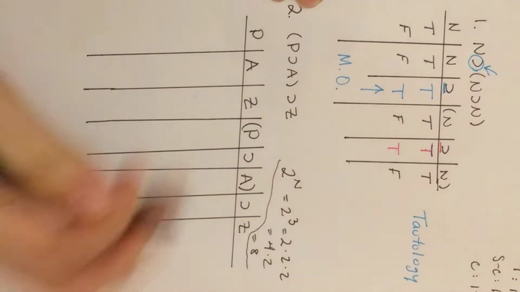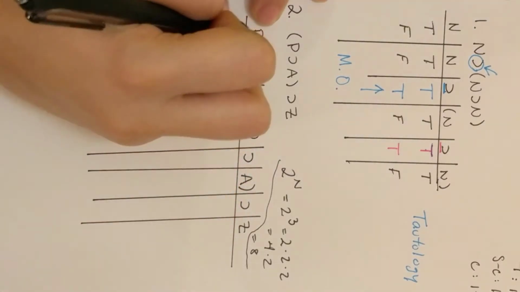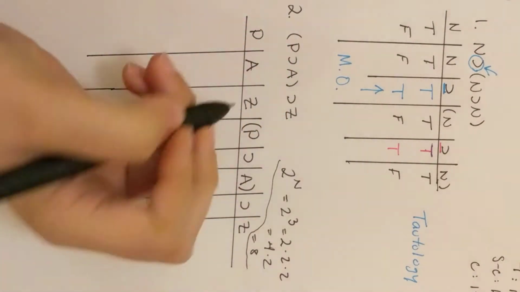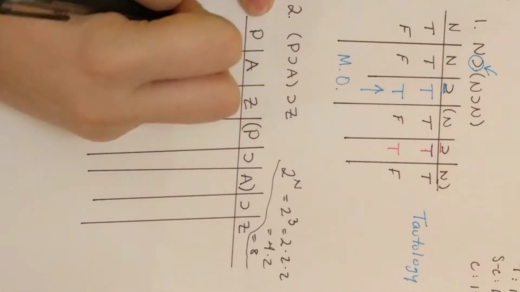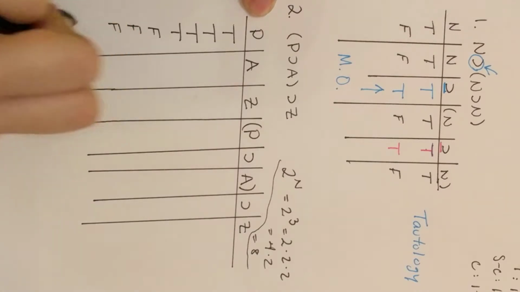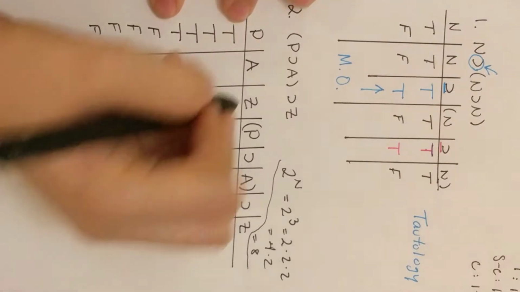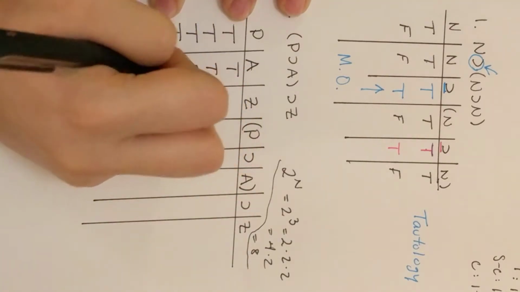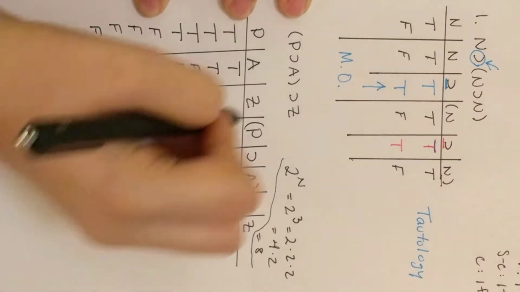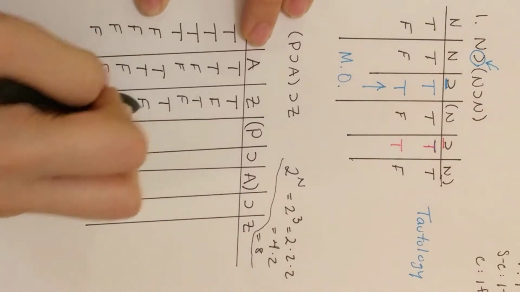So if P then A then Z. P, we have 8 rows, and so P is going to be split. True, true, true, true. False, false, false, false. Then A is split. True, true, false, false. True, true, false, false. Then Z is true, false, true, false, true, false, true, false.